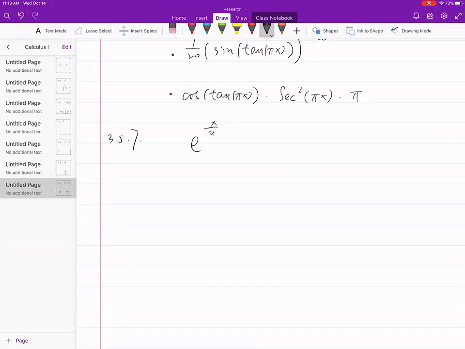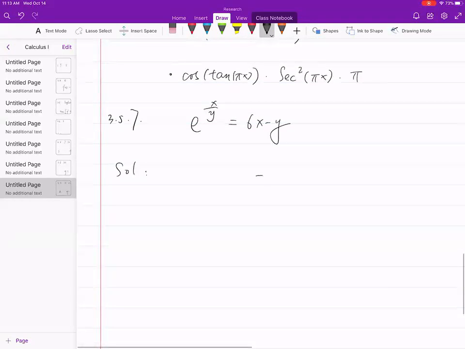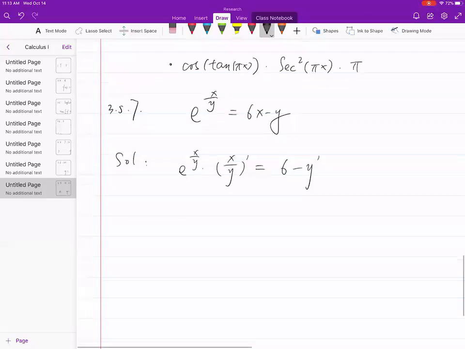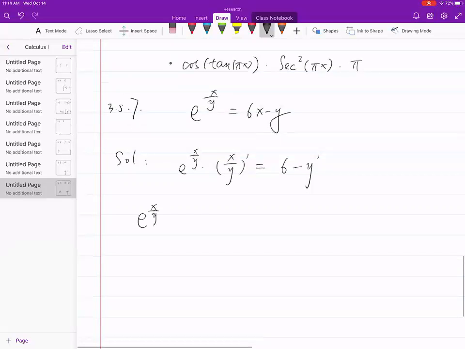E to the x over y equals 6x minus 1. So find the y prime is the same as implicit differentiation, so that's for sure. Derivative on both sides. Let's do the easy one first. Okay. On the left, chain rule. Now just do the chain rule. Sorry, quotient rule. Well, it's going to be long. Be patient. Make sure what you're dealing with is correct. So derivative of the top, bottom, minus keep the top, derivative of the bottom.